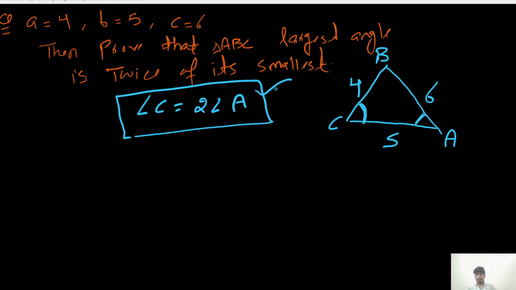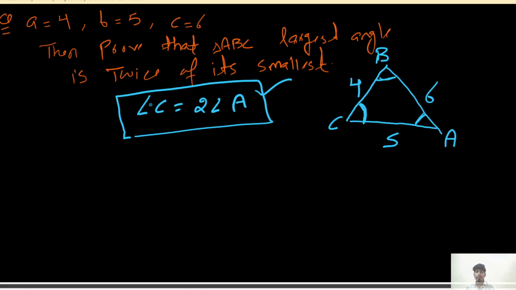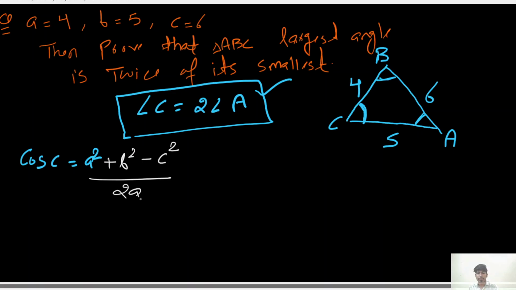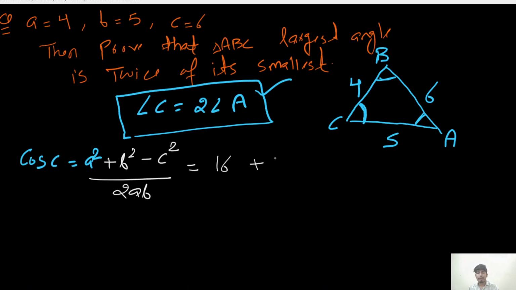Then apply here. We find only the value of cos C and cos A. Okay students, so we know cos C is equal to (a square plus b square minus c square) upon 2ab. Then a is 4, so 4 square is 16, and b square is 5 square, which is 25, minus c square, where c is 6, so c square is 36, upon 2ab, which means 2 into 4 is 8, 8 into 5 is 40. Okay students, this becomes 40.